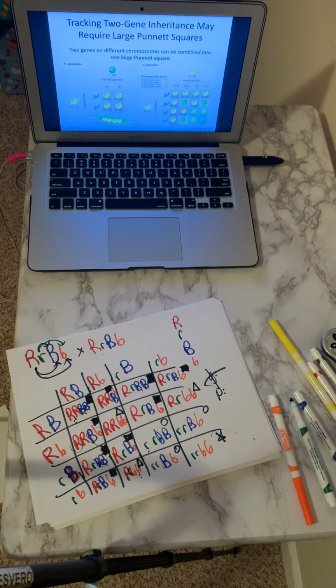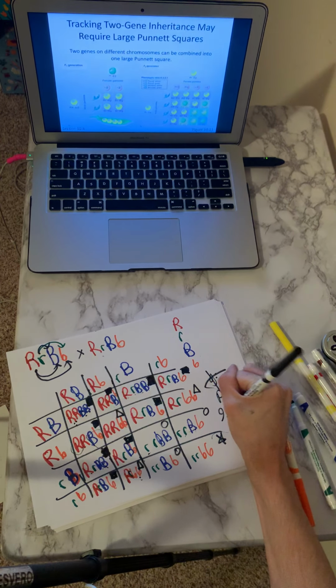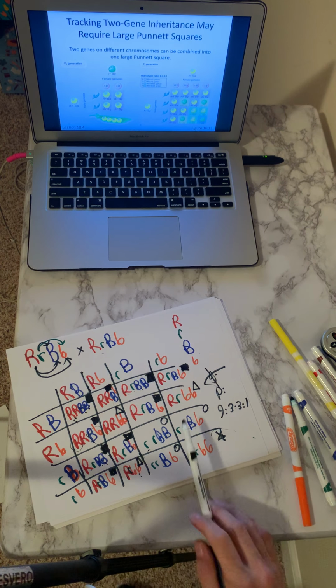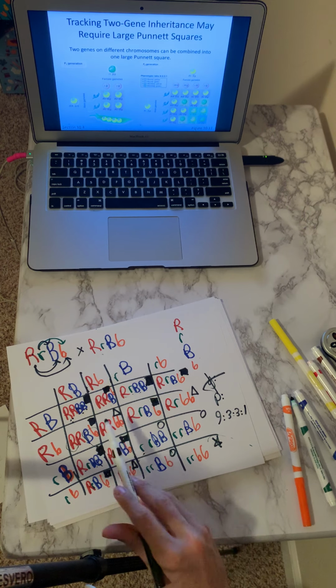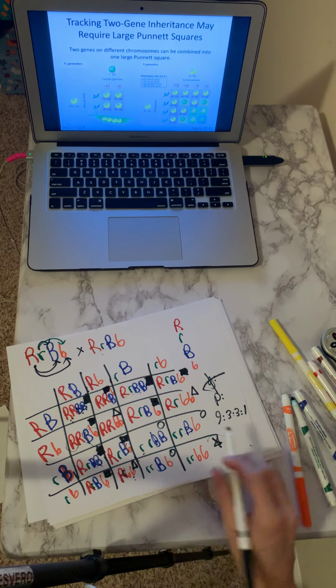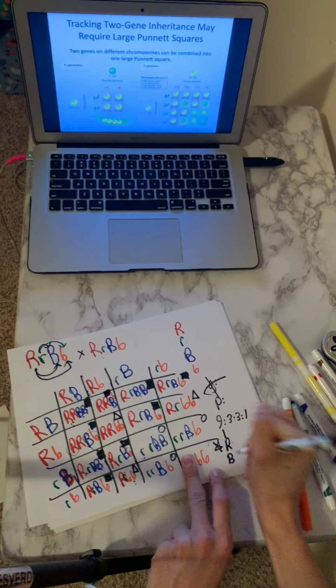Okay, so now we got to tally up what all we've got: how many triangles, how many circles, how many squares. If we did this correctly, we should have a ratio of 9 to 3 to 3 to 1. 9 that are red with blue wings, 3 that are red with orange wings, 3 that are green with blue wings, and 1 that is green with orange wings. So let's see if we did this correctly. Let's count up our red with blue wings, which we gave the square. How many squares? 1, 2, 3, 4, 5, 6, 7, 8, 9. Oh, it looks good so far. We got 9 organisms that are red with blue wings.